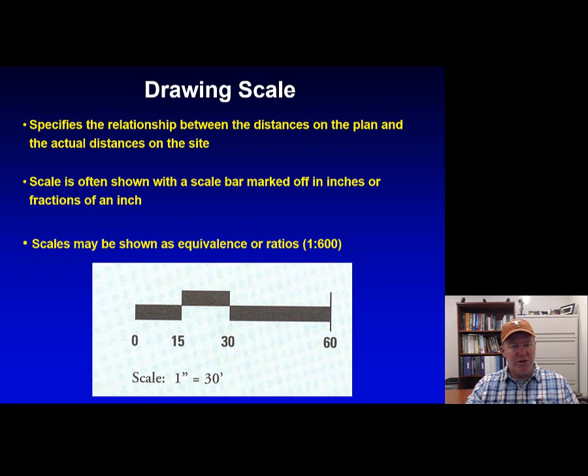And they are shown as equivalents or ratios up to 1 to 600. We would never actually see one that big, but that's talking about when you're getting into machining or mechanical engineering.